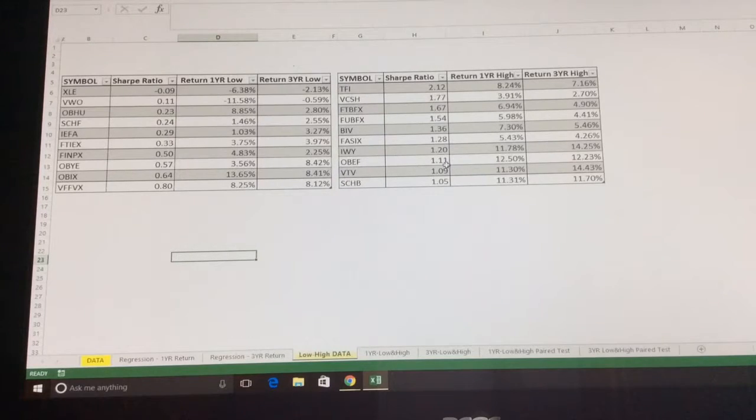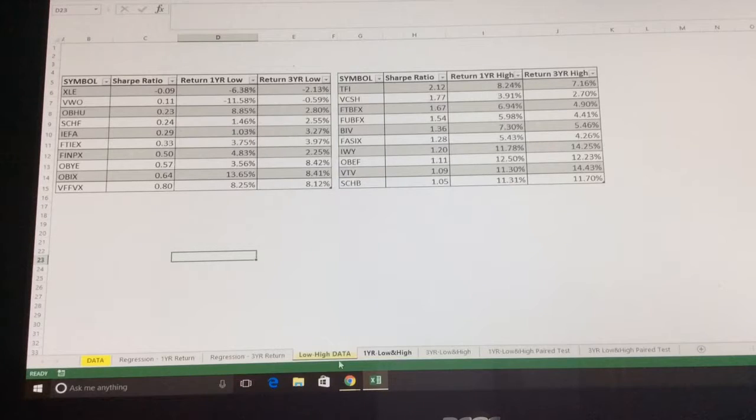And so what we're going to do is run a different set of analysis now. First, we're going to do a difference of means. Well, first we're going to do a 2-sample test, and we're going to assume unequal variances. Okay. So the first one, we're going to look at the 1 year.